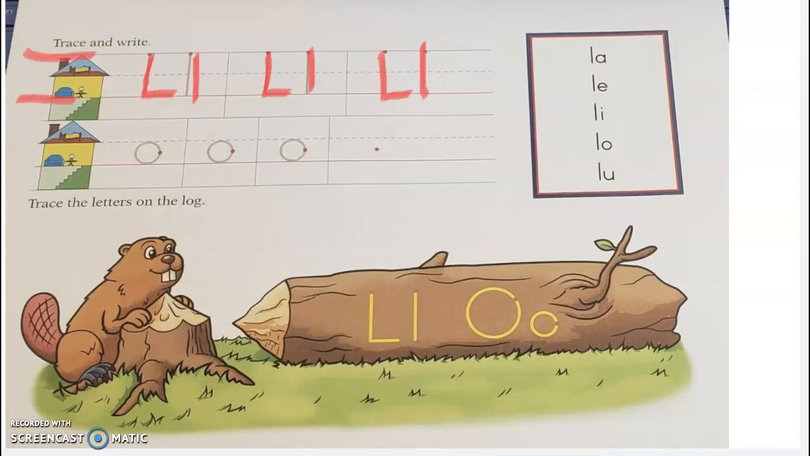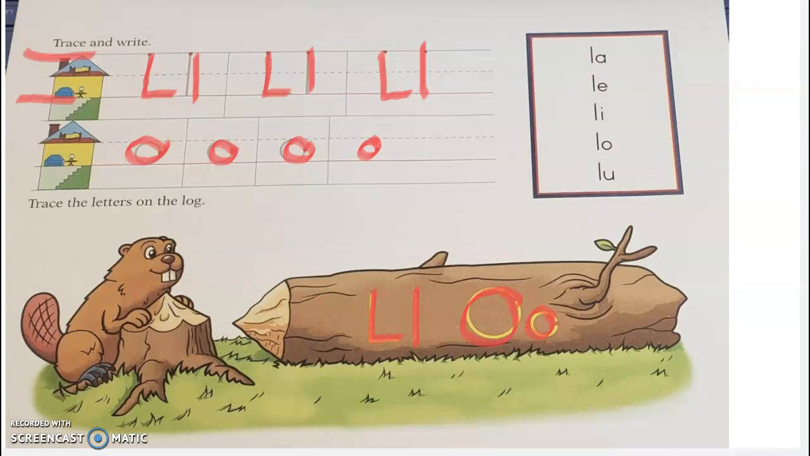Now our lowercase o, these are pretty easy. They're just a ball, ball, ball, ball, ball. All right, let's trace these letters on the log. Pull down, push across, pull down. Your uppercase O and your lowercase o.